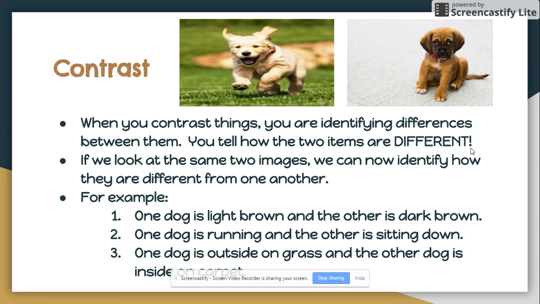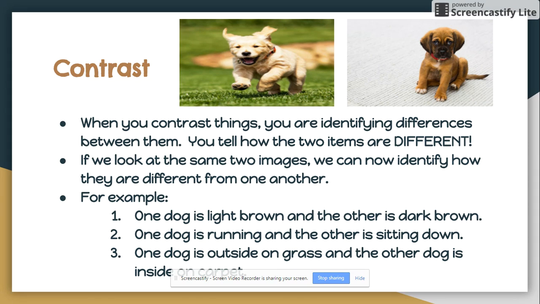Now, the word contrast is the opposite. When you contrast things, you are identifying differences between them. You tell how the two items are different. If we look at the same two images, we can now identify how they are different from one another. Look closely at these pictures again.